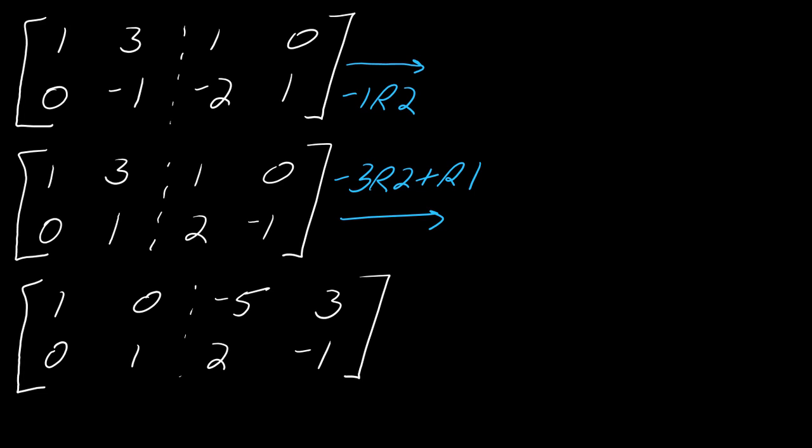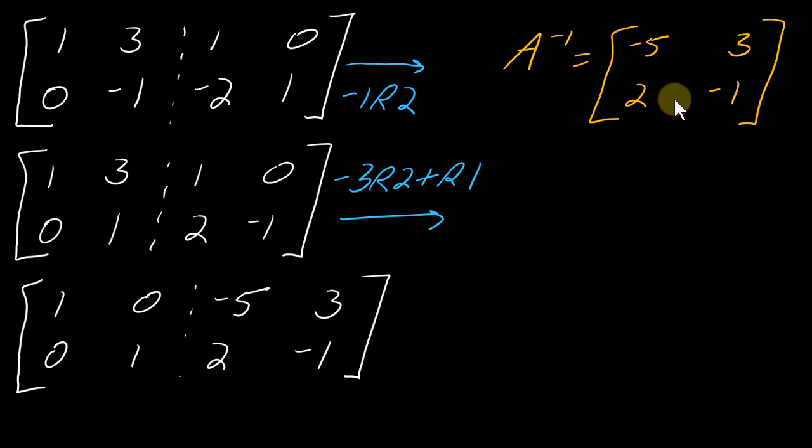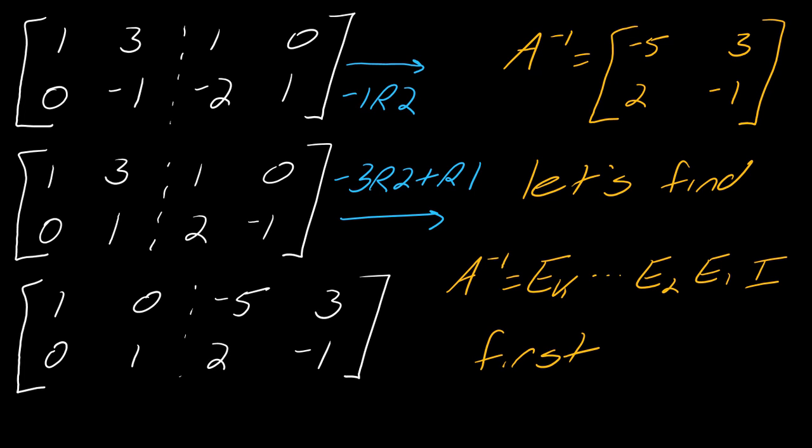You can just pause here and double check your work against mine and make sure that everything looks good. And then we can note here that the inverse is -5, 3, 2, -1. Okay, cool. Now I think it's actually easier to find the inverse first using elementary matrices, because remember, we need to express both the matrix and its inverse as the product of elementary matrices. So it doesn't matter which order we go in. I think this one is easier.